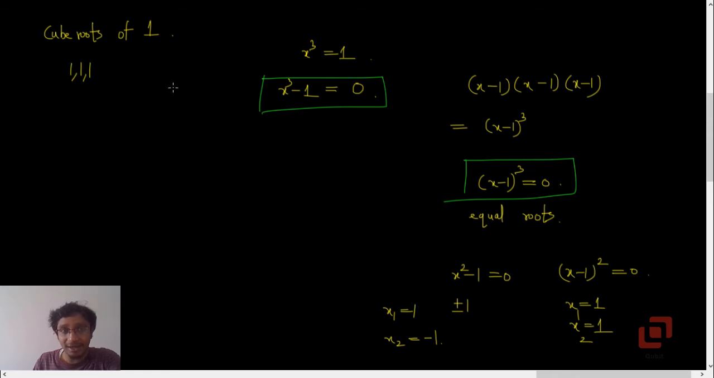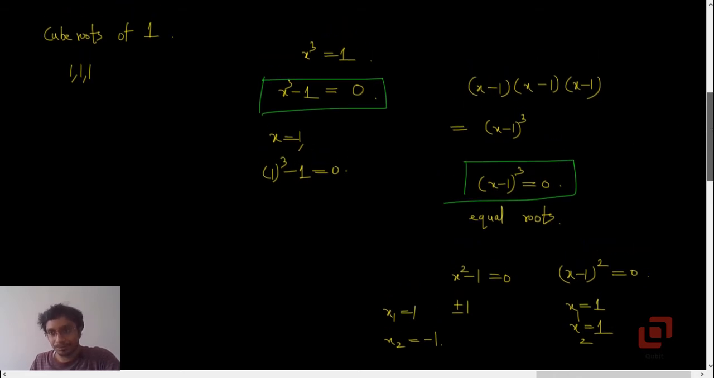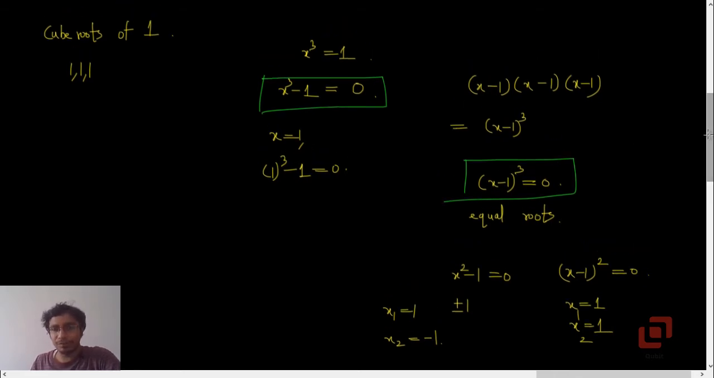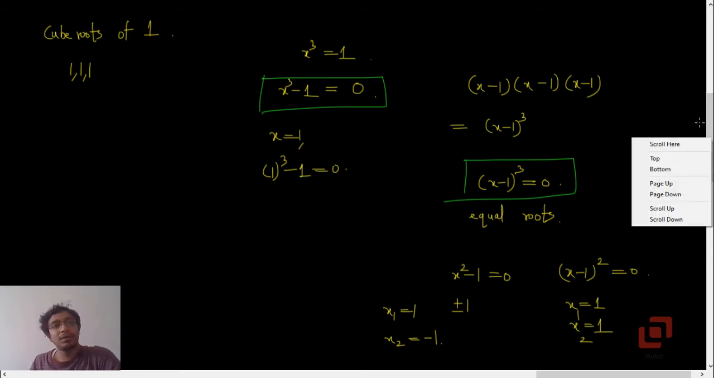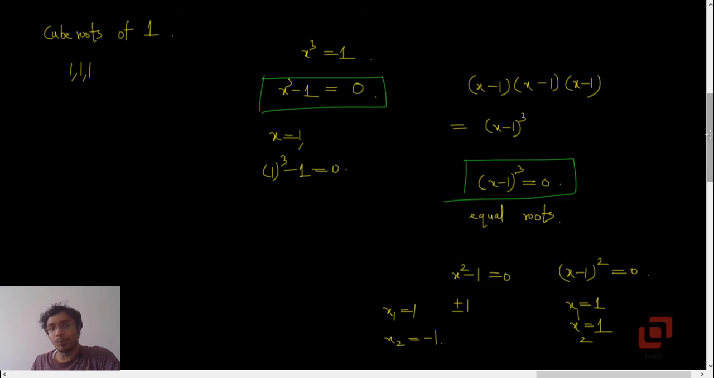So just like that, cube roots of unity or cube roots of 1 are three distinct complex numbers. Well, one of them is 1. If you take x equal to 1, then you will get 1 cube minus 1 equal to 0. So now our job is to find the other two roots. Okay, there are two ways to find the roots, but what I'm going to do is tell you the more general way.